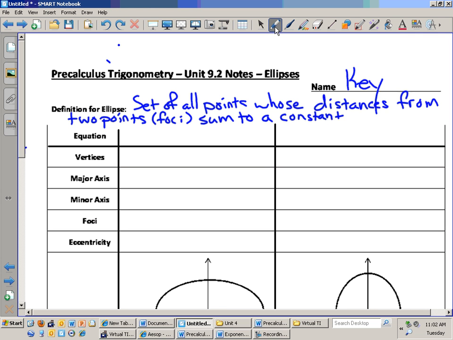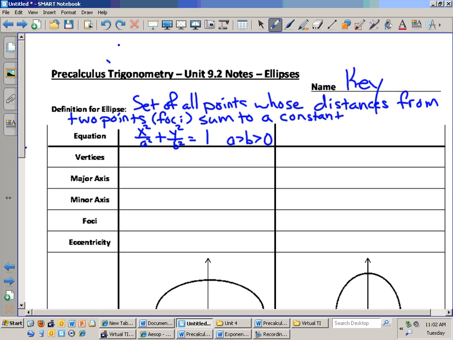The equation that we're concerned with looks like this. x squared over a squared plus y squared over b squared is equal to 1. That is the equation for an ellipse, where a is greater than b, which is greater than 0.